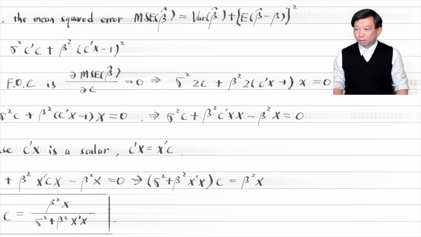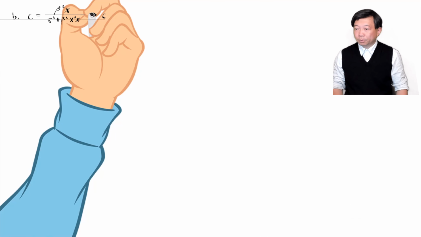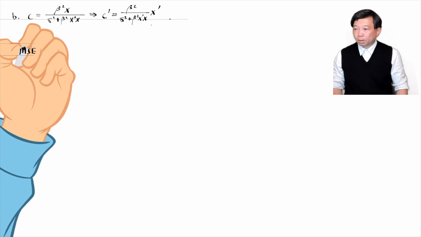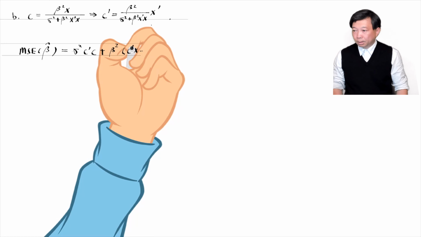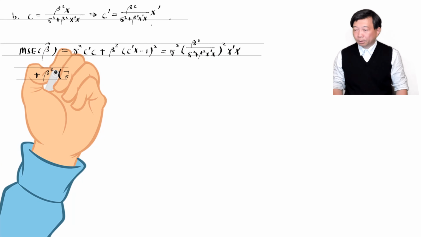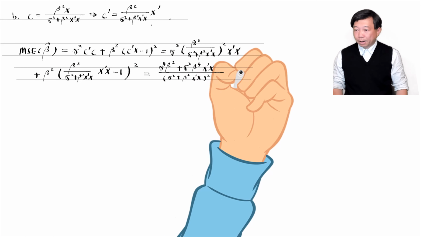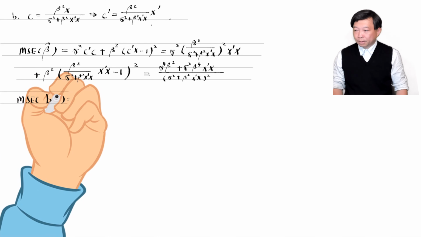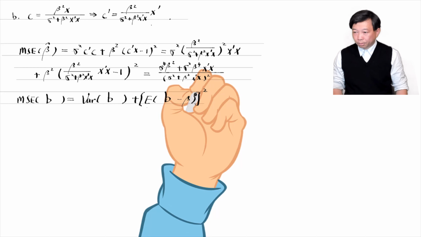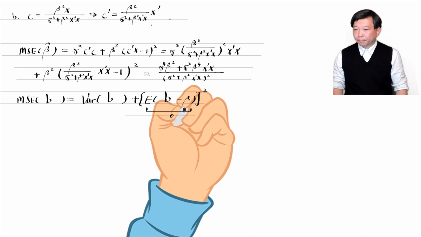In part B, we plug in the expression of C to find the mean squared error of beta hat. Note that C is a column vector and C prime is a row vector. Then we write down the mean square error of the OLS estimator B. It is just its variance because it is an unbiased estimator of beta.